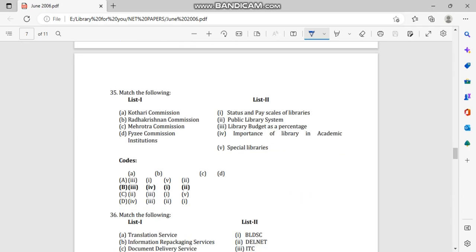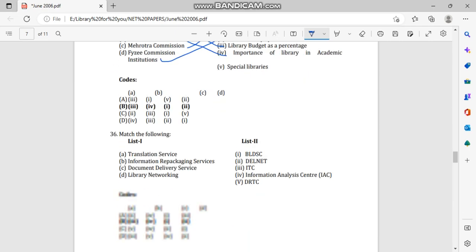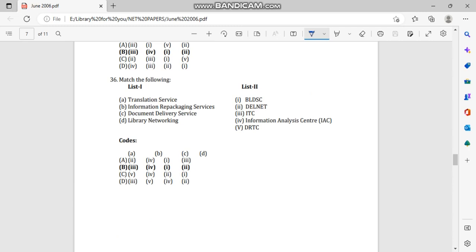Match the following: Kothari Commission developed for the library budget as a percentage, Radhakrishnan Commission for importance of library in academic institution, Malhotra Committee for status and pay scale of libraries, Sengupta Committee for the public library system. Translation service provided by the INFLIBNET, information repackaging service provided by the Information Analysis Center, document delivery service provided by the BLDSC, library networking service is provided by DELNET.